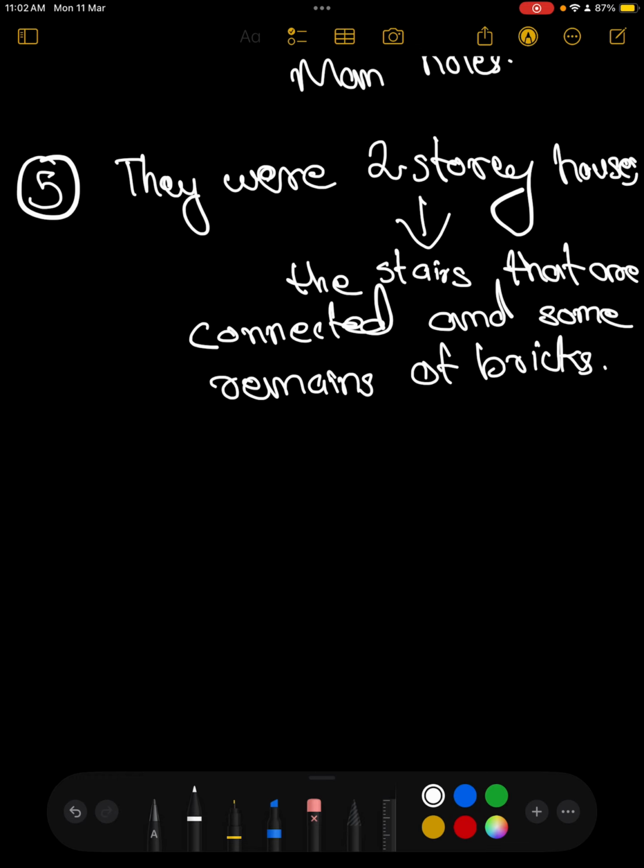Yes, there were stairs that were connected to the roof, and there were some remains of mud bricks alongside the roof of the house. So that means there were 2-story houses, not just one. I mean, the poor people might have used only 1-story houses, and maybe the richer people might have used 2-story houses. That's another part.